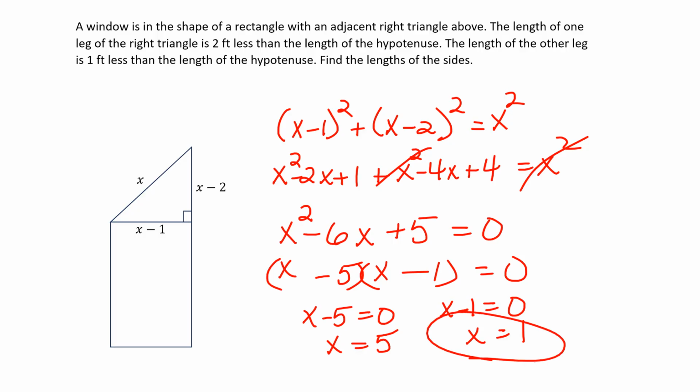If x is 1, that means this side of the triangle has a negative length and this side of the triangle is 0. That is not a triangle. So definitely not x equals 1. But x can be 5.